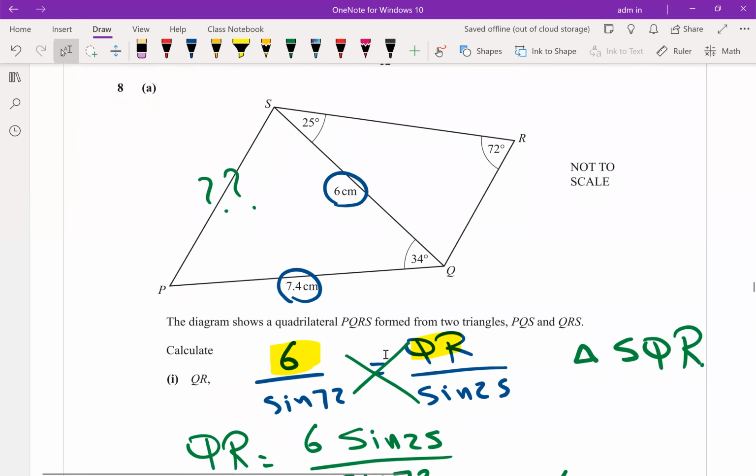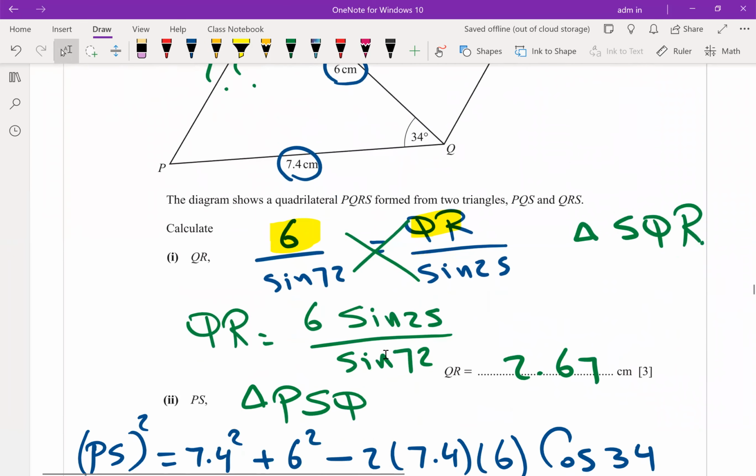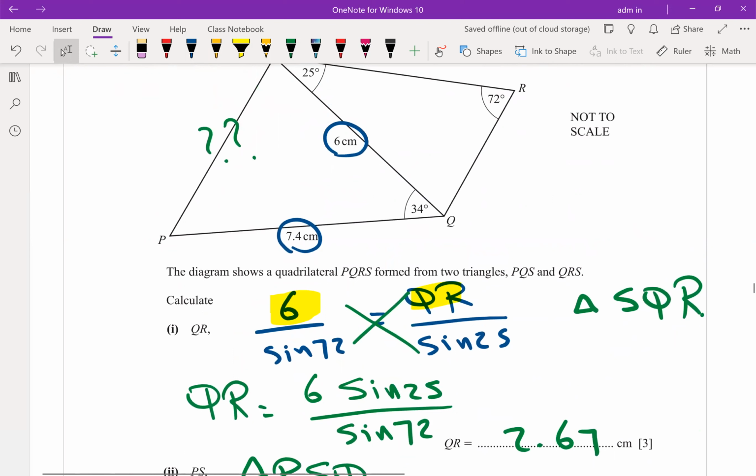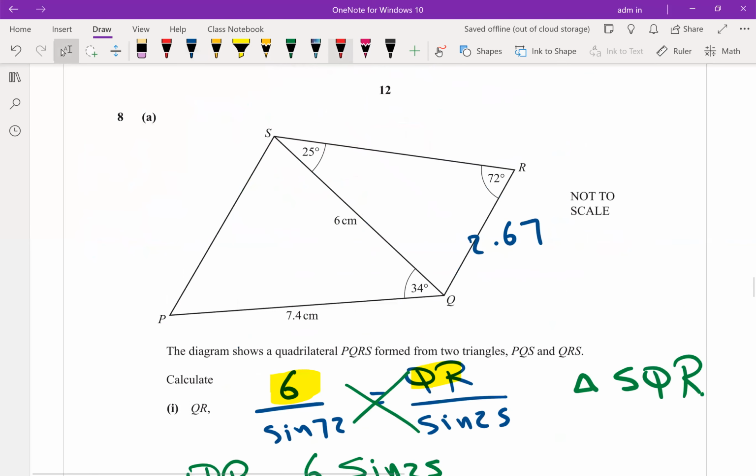You have to find the area of each triangle. For the first one, 2.67. How to find the area of any triangle? Half a b sine C. For the first triangle, we have two sides, but you have to get the angle included. How to find the measure of this angle RQS?